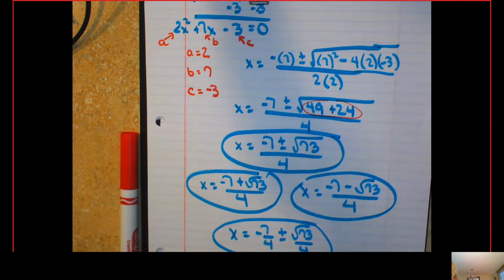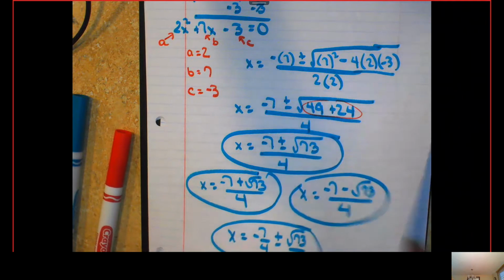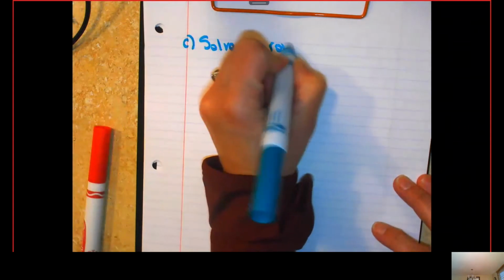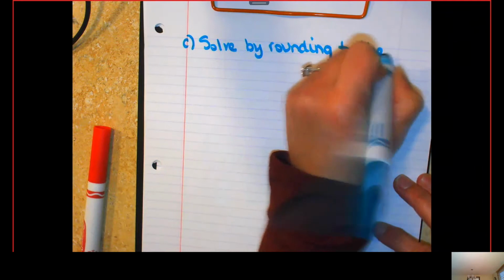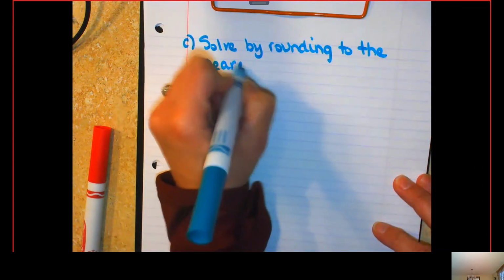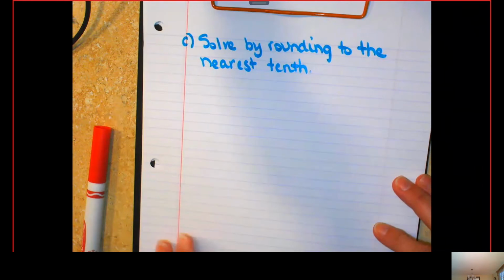All right, one more and we're done. I want to practice with rounding. So this is the last example we're doing. So I'm going to take this off and go on to example C. And I'm using a lot of paper just because I want to make sure you can see all the steps. Can you write solve by rounding to the nearest tenth? Solve by rounding to the nearest tenth.